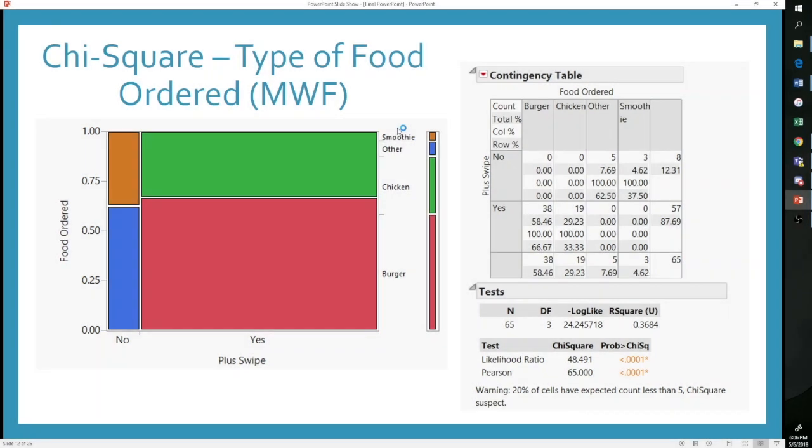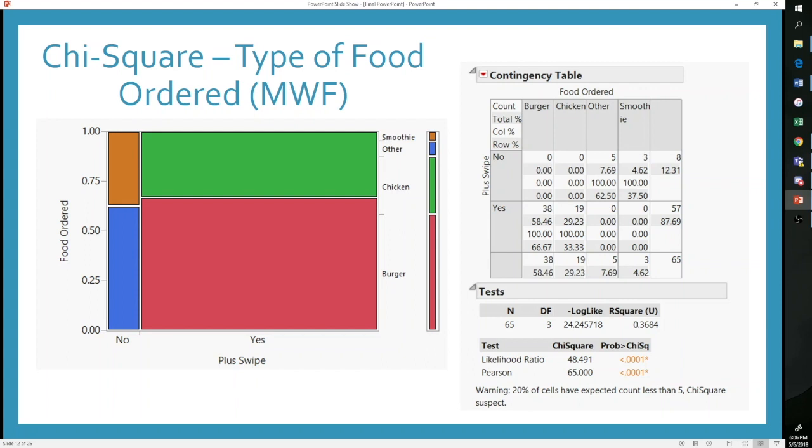Moving on to the chi-square test. First, we have the type of food ordered by PlusSwipe. The 4 categories for the type of food are burgers, chicken, others, and smoothie. For PlusSwipe, it's whether the student used the PlusSwipe or not, so yes or no. And we got our results, and the p-value is less than 0.001, which is less than 0.05.